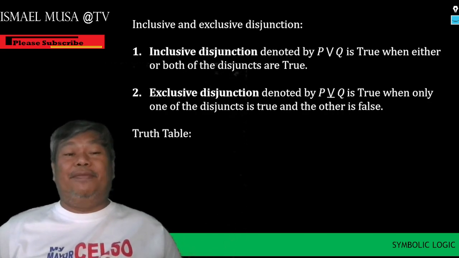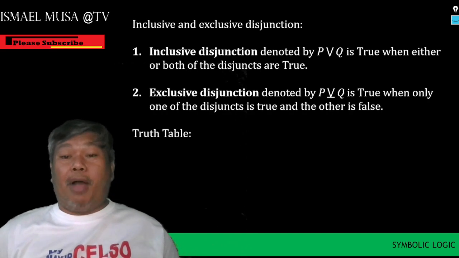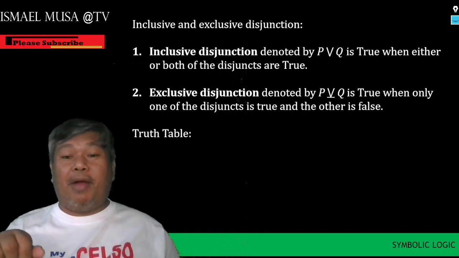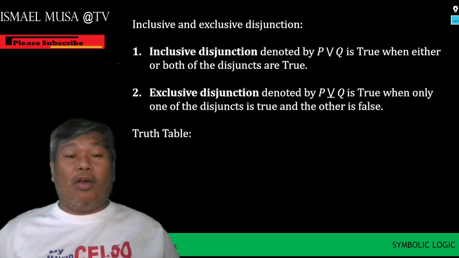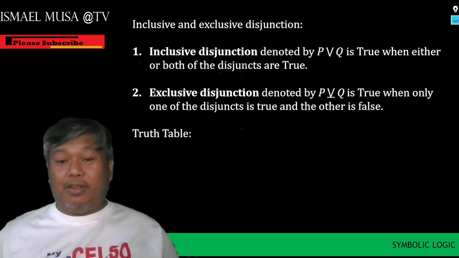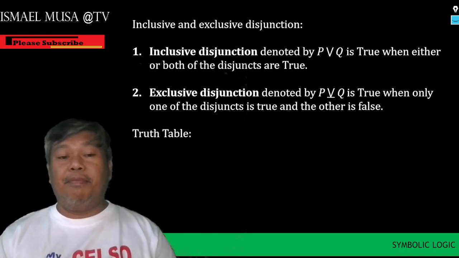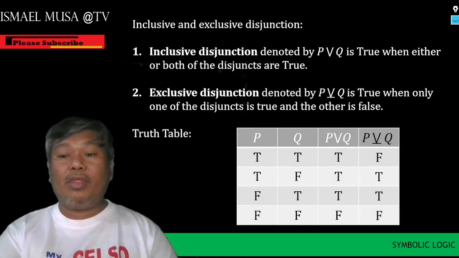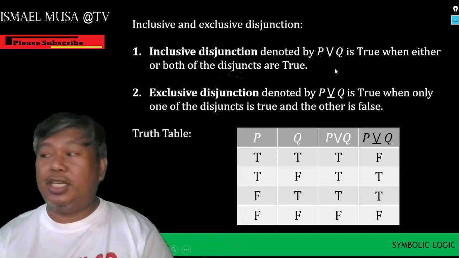While the exclusive disjunction, denoted by P bar V Q, is true when one and only one of the disjuncts is true and the other is false. So it must be that one is true, the other is false. So that's the time that the exclusive disjunction becomes true. I hope it's clear. You see the difference, class.